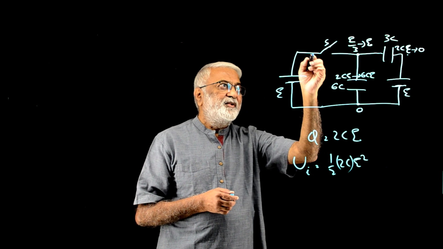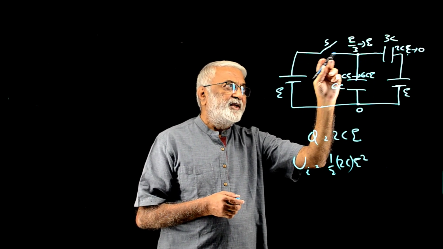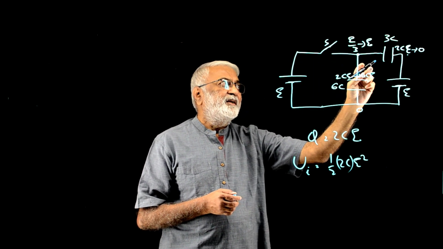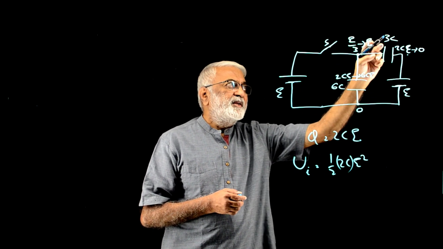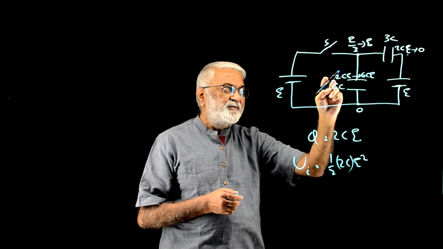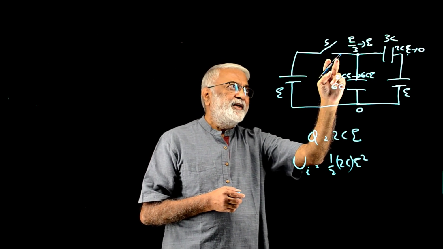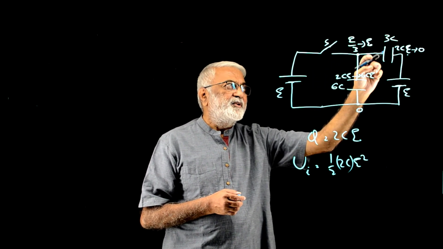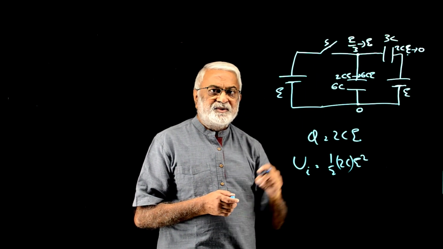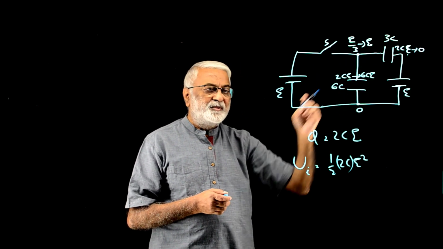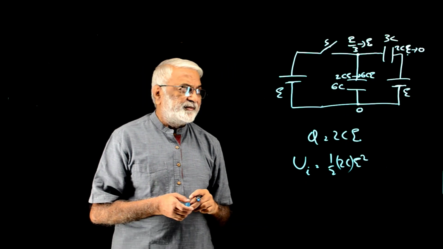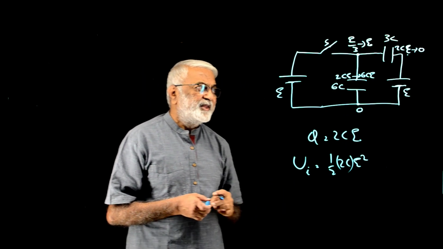So 6CE has flown this way, right? Whatever charge has flown here this way, 6CE, of that 2CE goes this way and neutralizes this, and 4CE comes this way and adds up to this 2CE already present. So 6CE has flown here this way, of that 2CE has gone this way to neutralize this, and this is 4CE that's come this way to add up to 6CE. And so we know everything that we need to know.